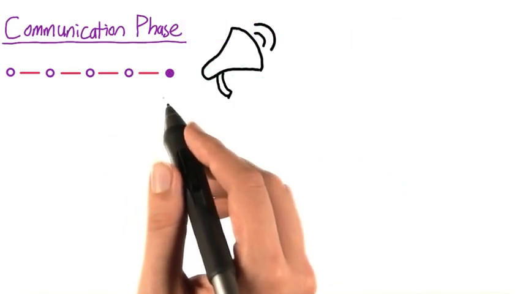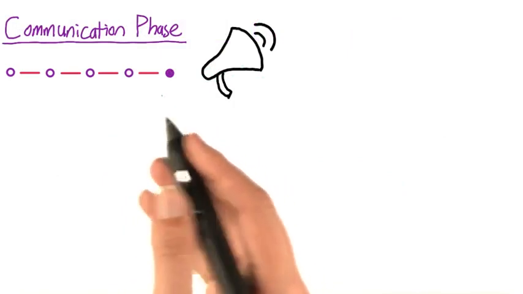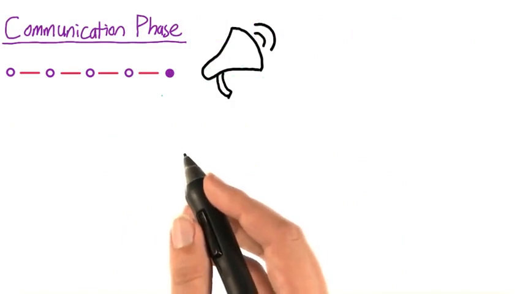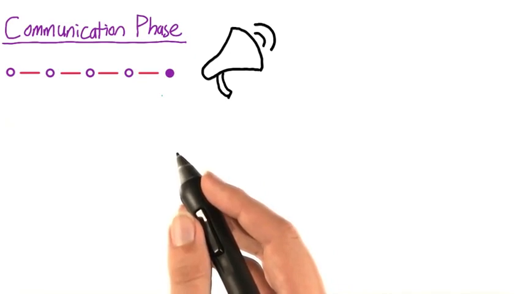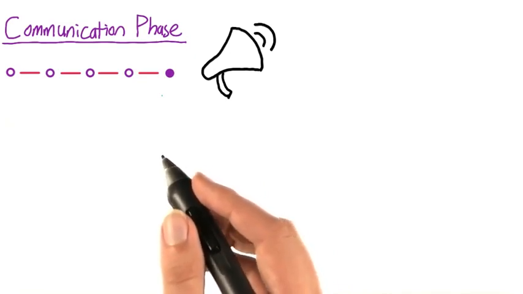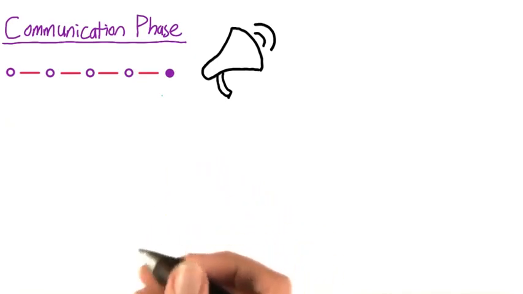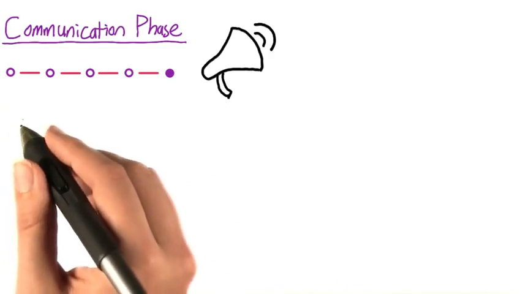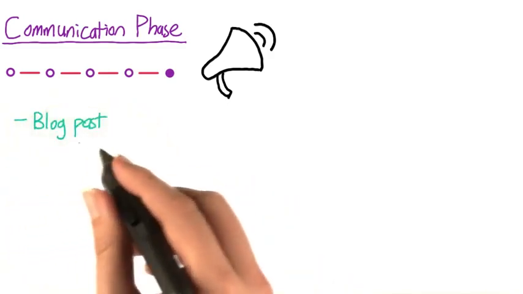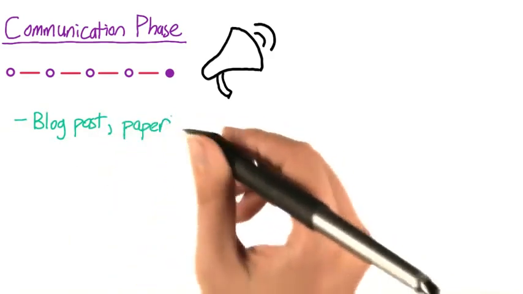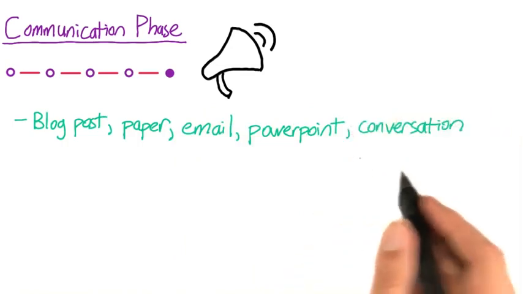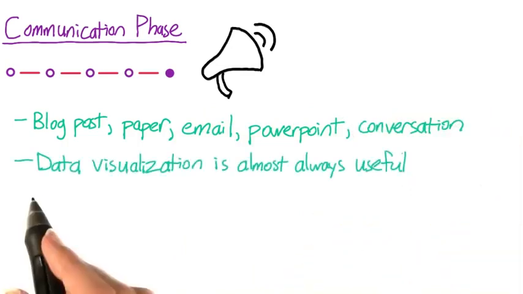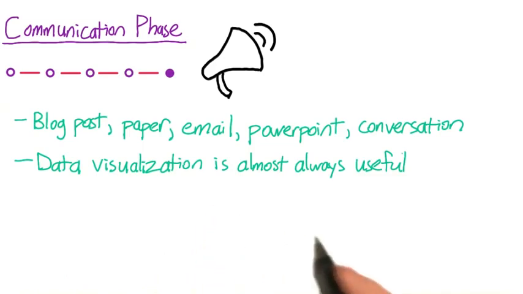And finally, you'll need to communicate your findings to other people. Your findings are only as useful as your ability to communicate them. Even if your end goal is to build some sort of system, like a movie recommender or a newsfeed ranking algorithm, you'll usually need to share what you've built and how it works with your team. There are a variety of formats this communication can take. You might write a blog post, a paper, an email, a PowerPoint presentation, or just have an in-person conversation. Data visualization is a common technique that's almost always useful when communicating findings about data.